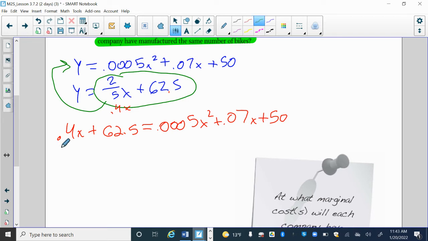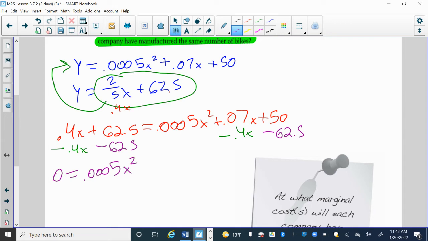Let's get it equal to 0. So I'm going to subtract over this 0.4x. We can also subtract over the 62.5. So we'd have 0 equals 0.0005x squared. 0.07x minus 0.4x, so that's like 0.40x. So we'd have minus 0.33x, right? 0.07 minus 0.40 would be negative 0.33. And then 50 minus 62.5, that'd be minus 12.5.